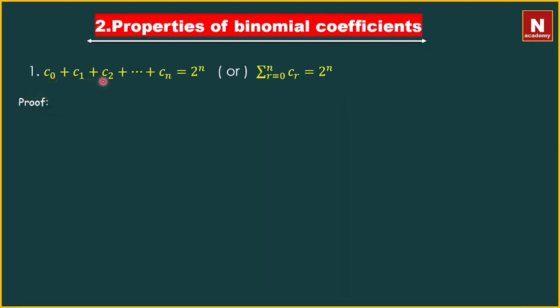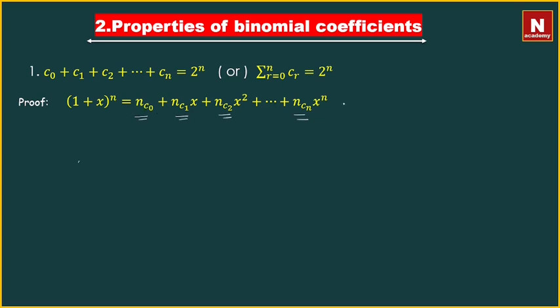C0 plus C1 plus C2 plus so on Cn equals 2 power n, or sigma r equals 0 to n, Cr equals 2 power n. We have to start with this formula. We know that (1 plus x) whole power n equals nC0 plus nC1 x plus nC2 x square plus so on nCn x power n. From binomial theorem, we can expand like this. These nC0, nC1, nC2 are all called binomial coefficients.